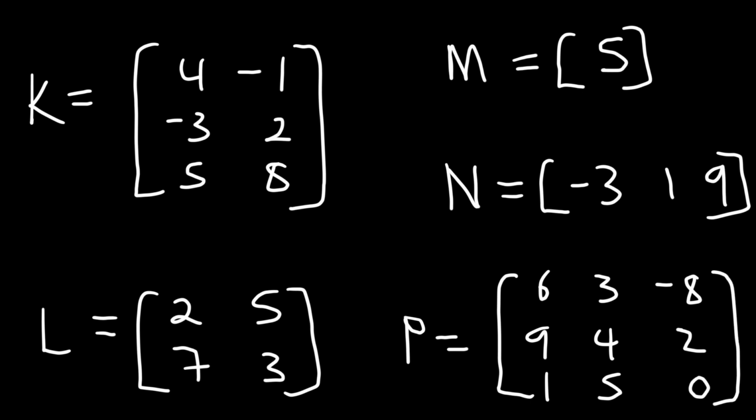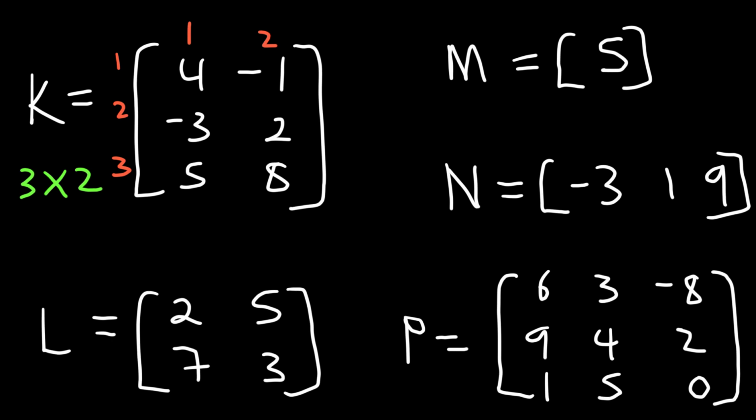Now let's start with matrix K. The number of rows are 1, 2, 3, and then the number of columns are 1, 2. Therefore, matrix K is a 3 by 2 matrix.